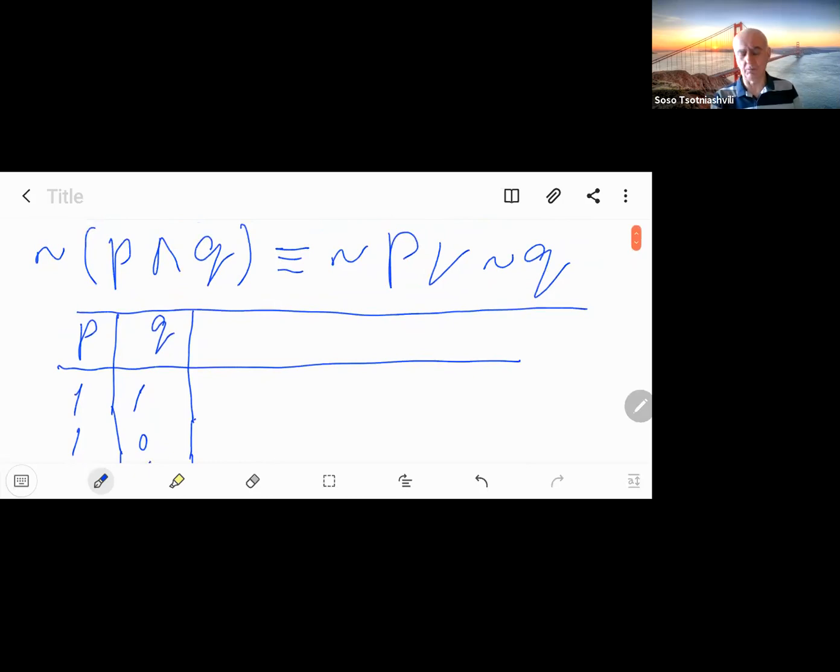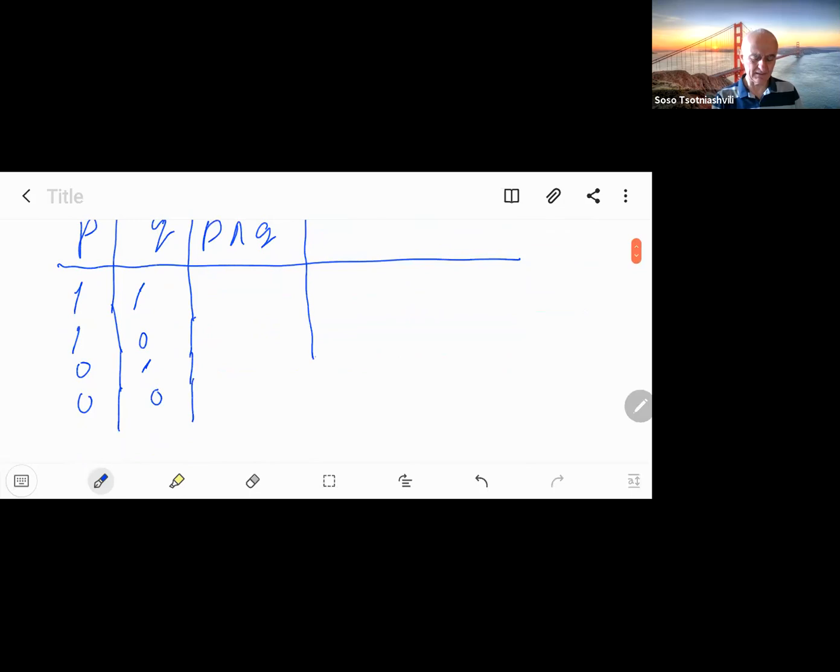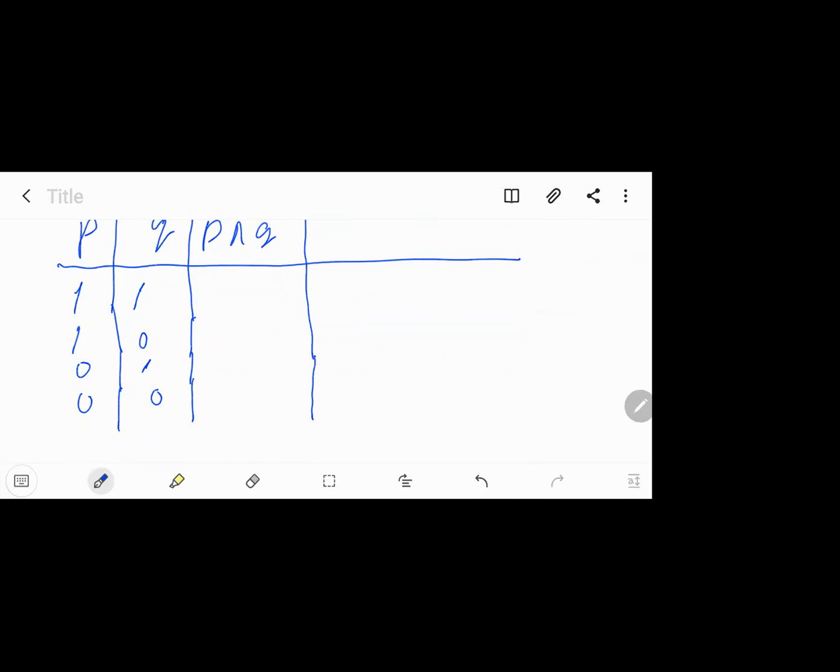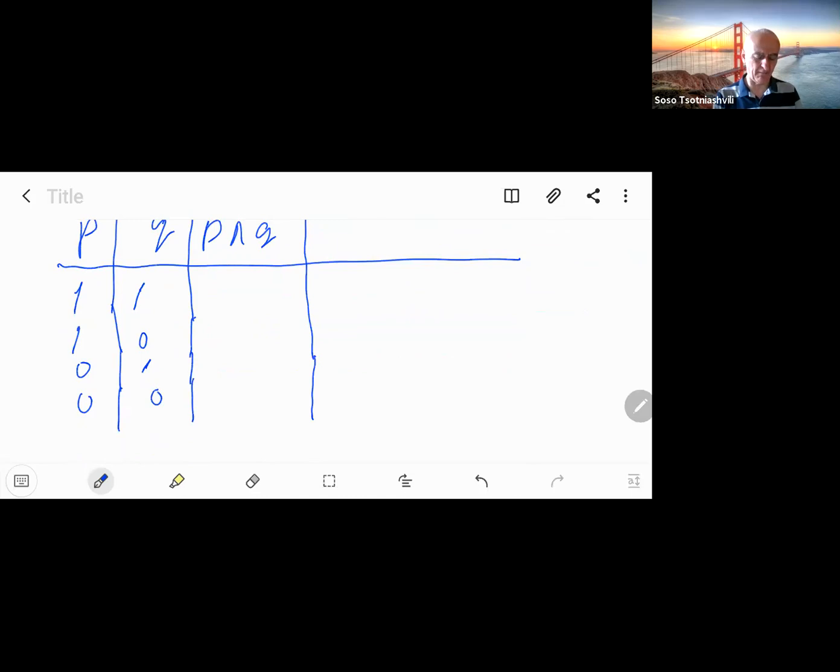Now, the next column we need is P and Q. Do you remember? When is P and Q true? When both of them are true. Yes, only in one case, when both are true. So this is true, and here we have 0, 0, 0.